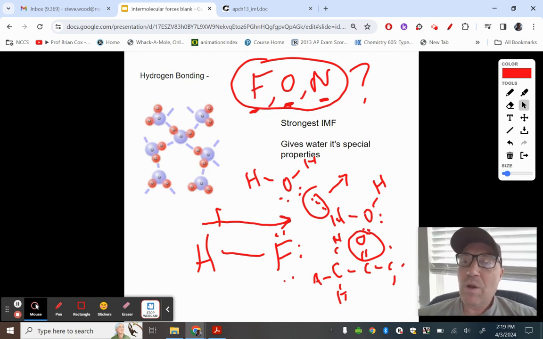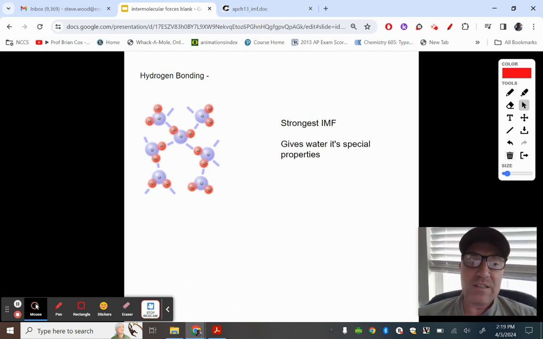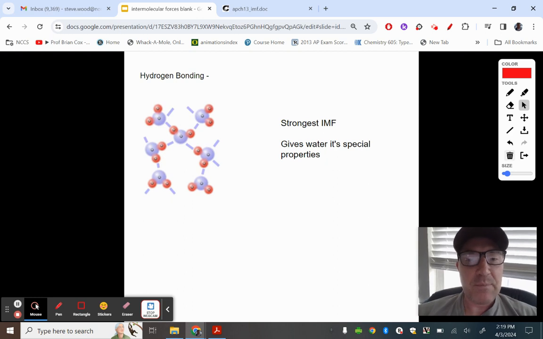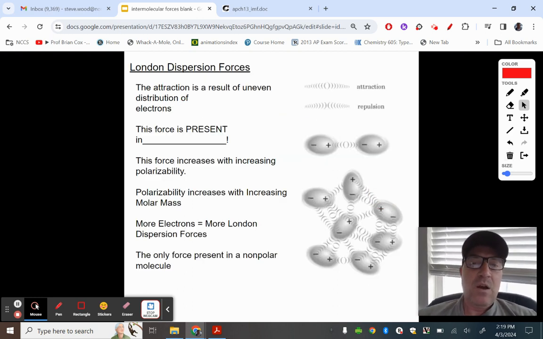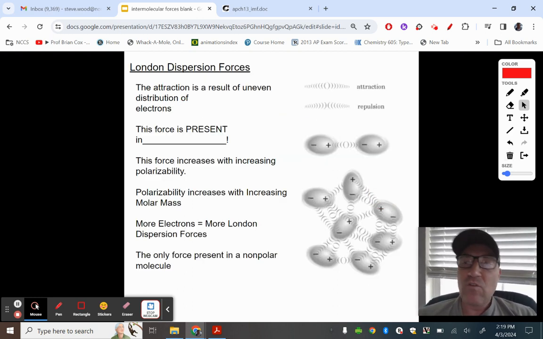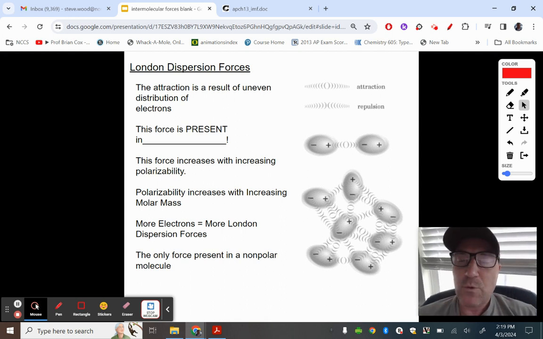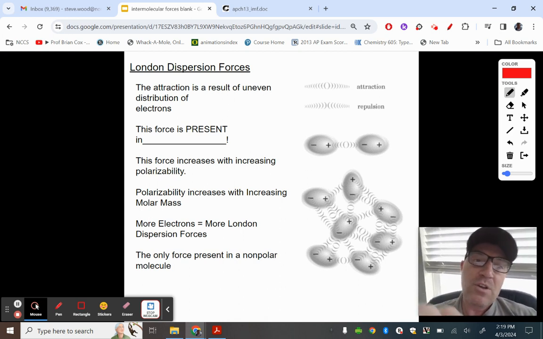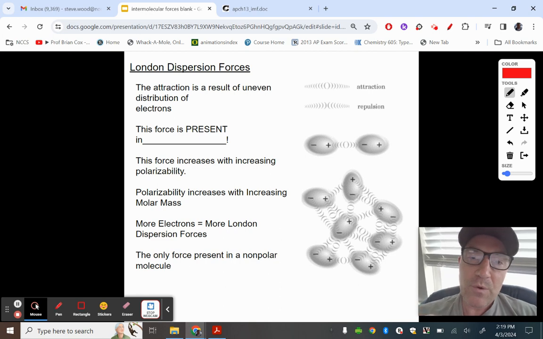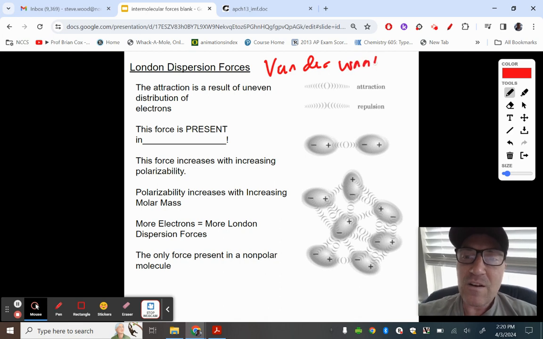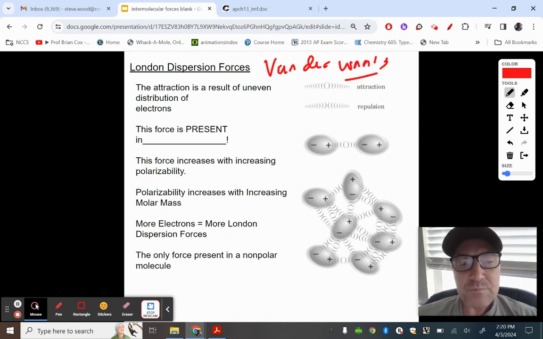Okay, so what you're going to have to do is look at something and tell the forces and tell its relative properties based off its forces. Now this one's kind of weird. You may have heard of this one before. This is the force found in nonpolar molecules. It's called London dispersion in chemistry, or in bio, it's called van der Waals, which I just love, the name van der Waals.